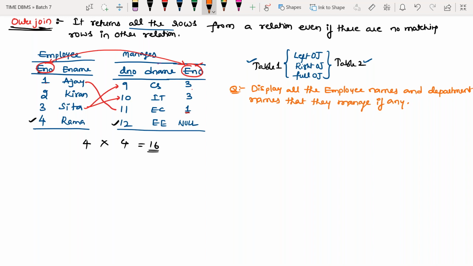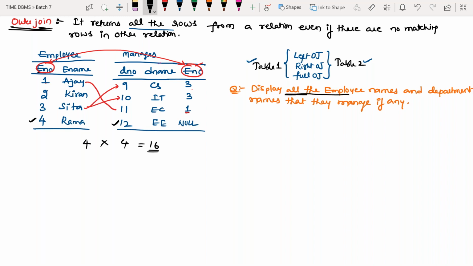Display all the employee names and department names that they manage, if any. Suppose this is a question. Here you observe some keywords in the question so that you can understand whether outer join is to be used or not. Display all the employee names.